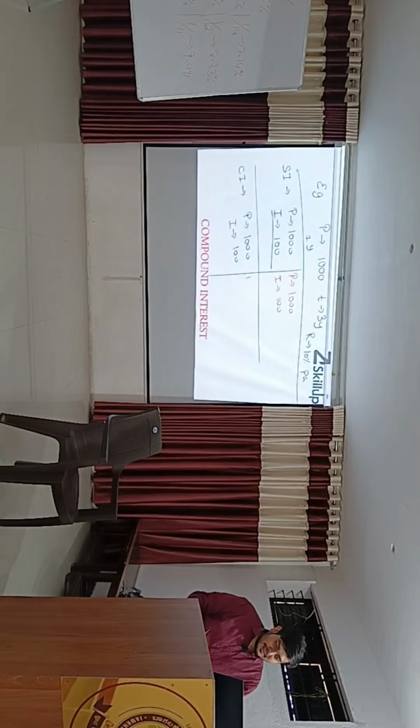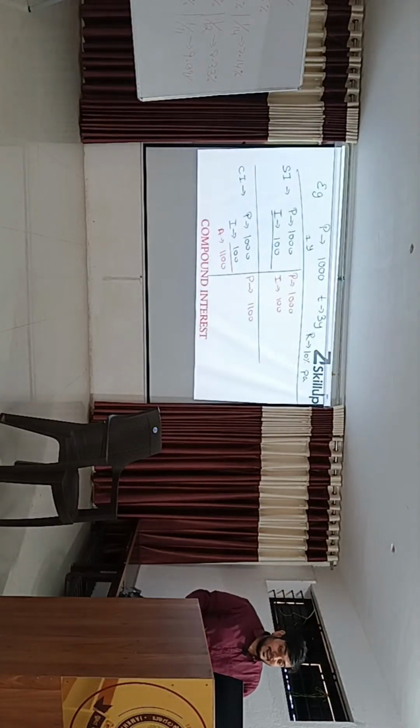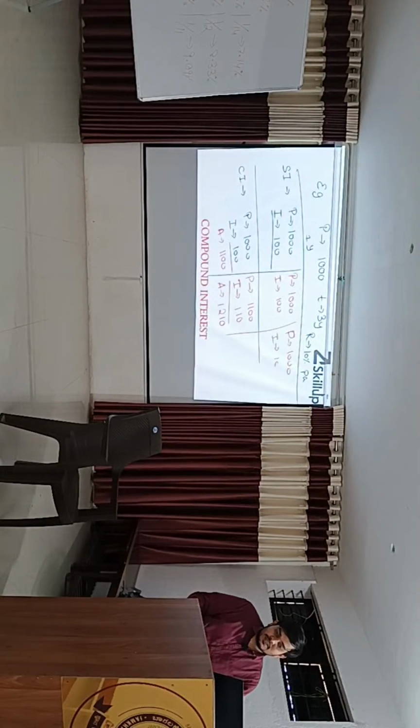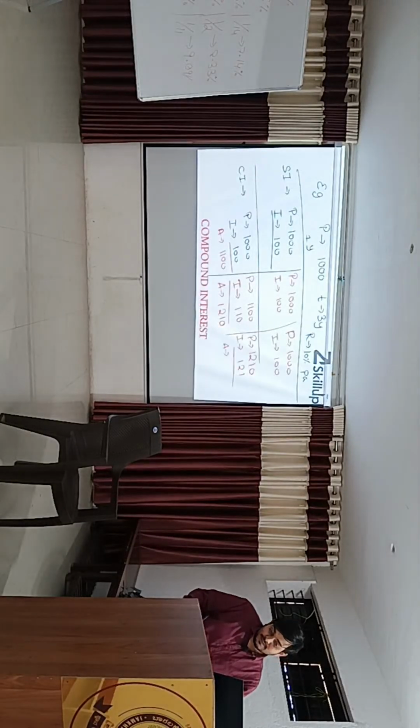100. But in compound interest, you'll be adding this, 1100. Your principal amount will be 1100, and on that you will get the interest. What is the interest now? 110 rupees. What is the total amount? 1210. Then, third year: in simple interest, principal amount is 1000 and interest is 100. In compound interest, your principal amount is 1210. What is the interest you will get here? 121. What is the total amount?